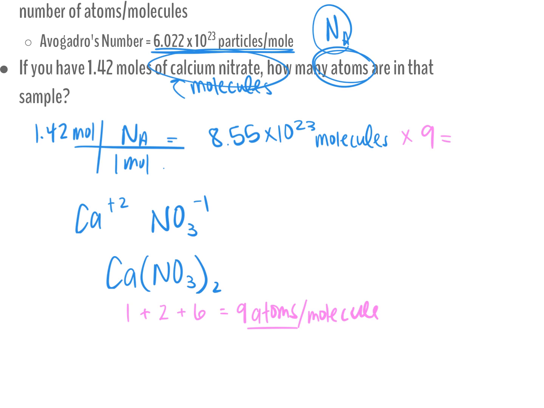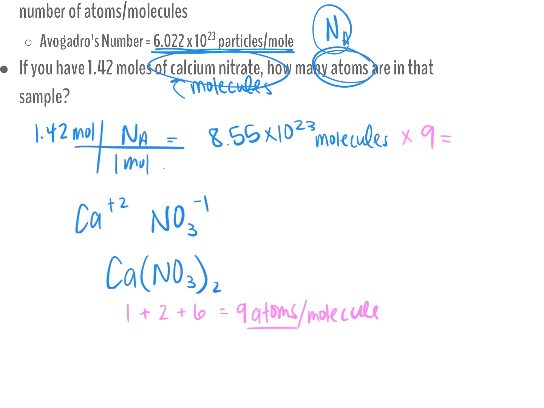If it asked me for just the number of nitrogen atoms, I might just take this times 2, because I know that for every molecule there are 2 nitrogen atoms. But it's asking me in general how many atoms are present. And so I can take that times the number of atoms in the molecule. And I'm going to take that times 9.